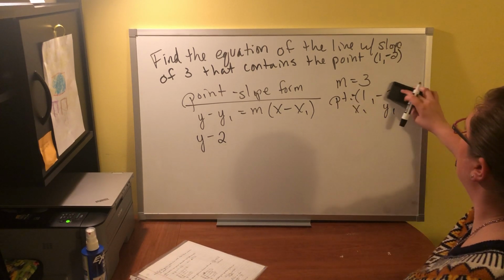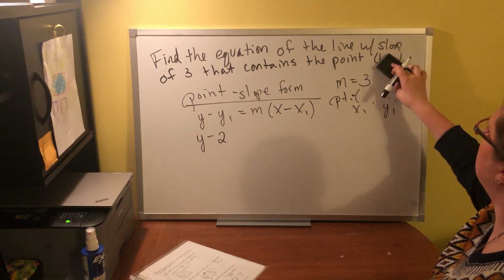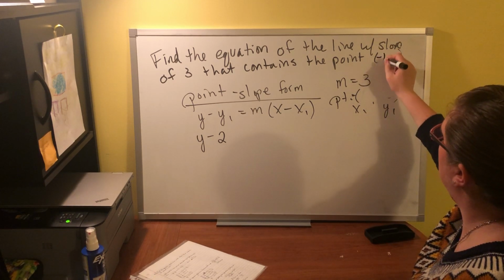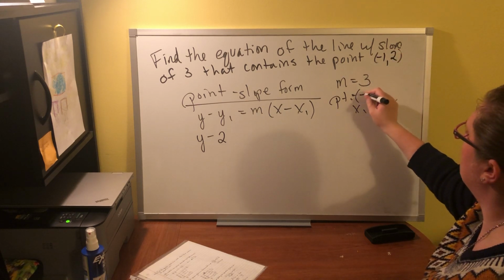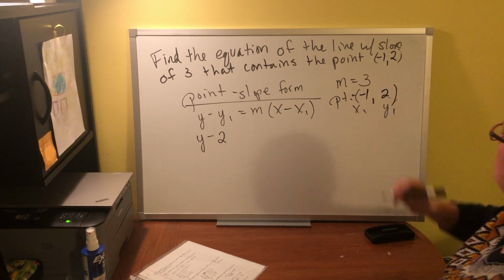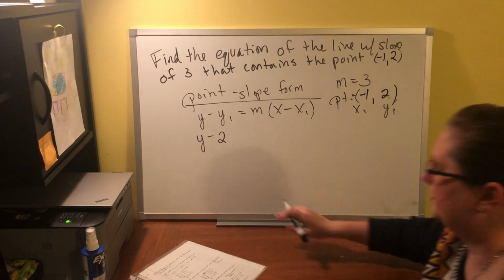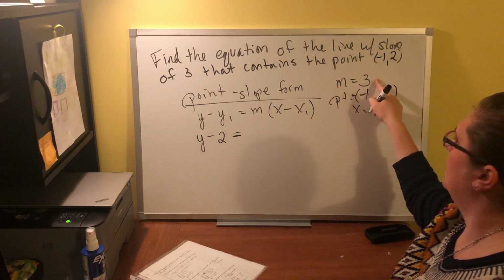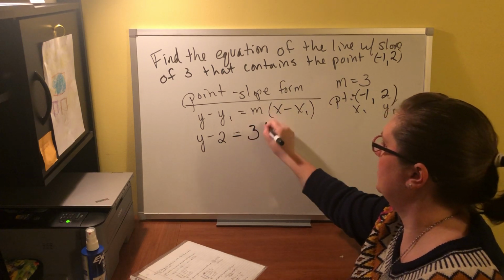No. I'm sorry, guys. I wrote the problem wrong. My bad. This needs to be -1, 2. Flip the signs. So this is a +2 we're substituting in. Our slope we can substitute in for m is 3.